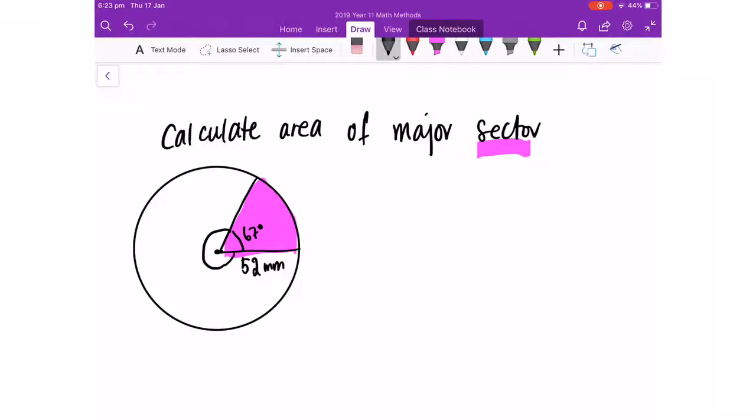So a whole circle is 360 for those who remember. So I'm going to do 360 take away 67. That tells me that everything else is going to be 293 degrees.